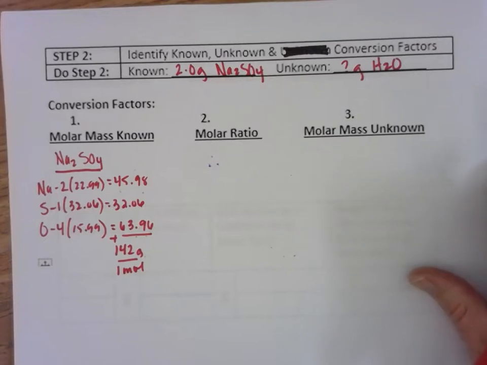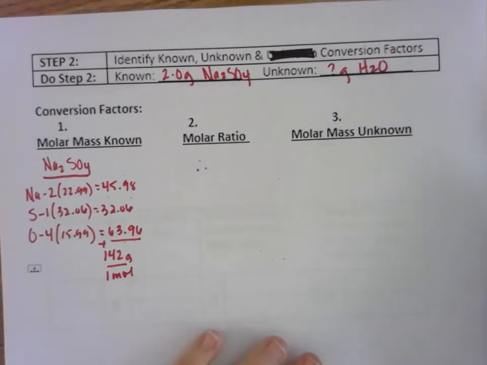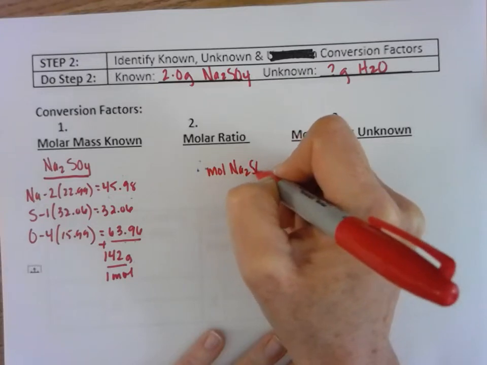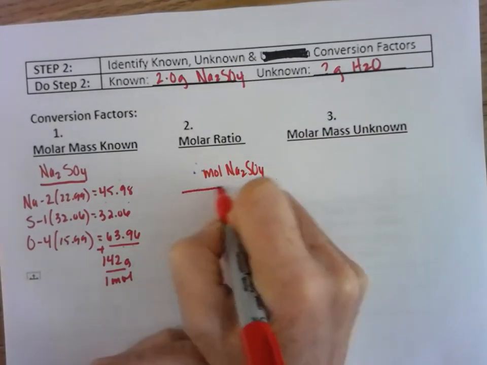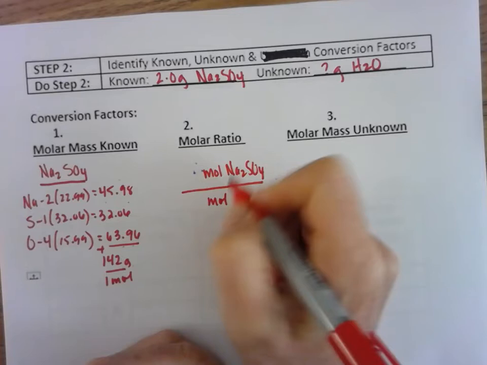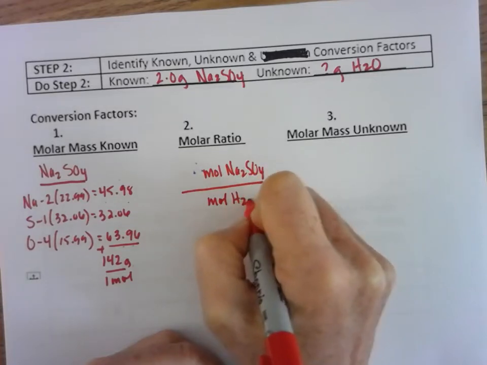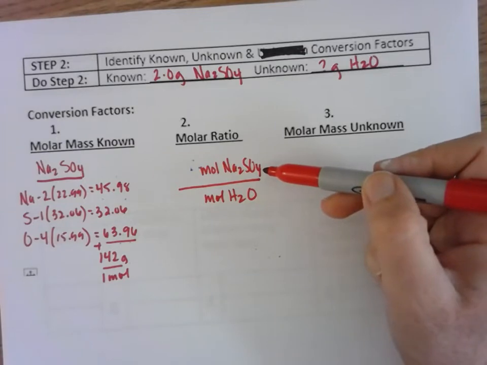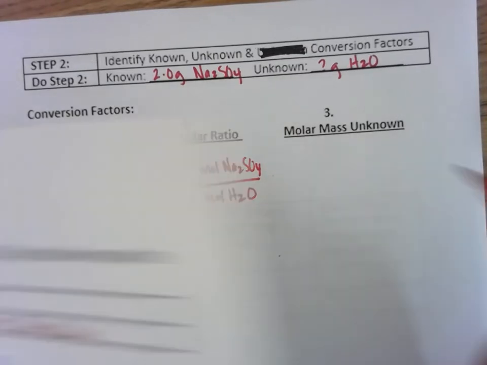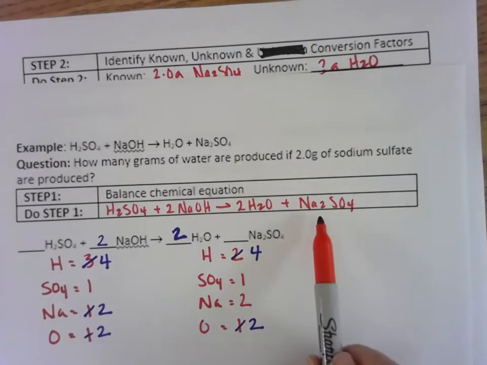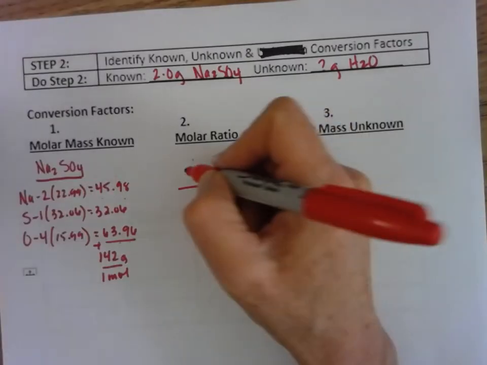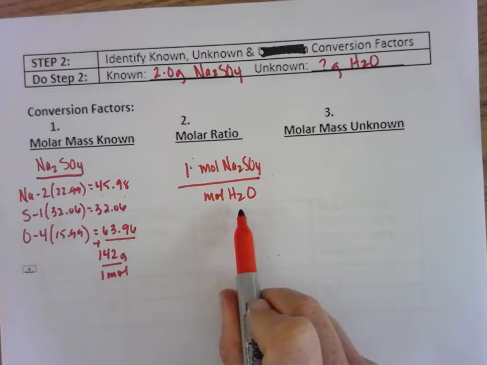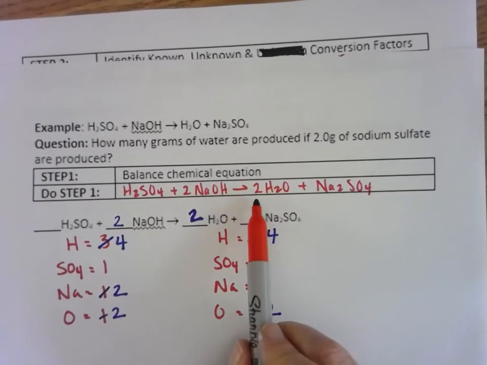The molar ratio is going to be moles of Na2SO4 over moles of H2O. And I need to go back to the balanced reaction. I need to find out how many Na2SO4s. If I take a look, there's 1. So 1. And how many waters? I look and there's 2. So I put a 2.